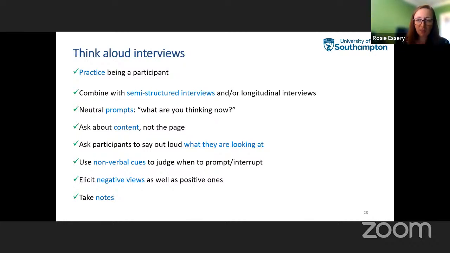So just a few tips from our team's collective experiences of conducting Think Aloud interviews. As I mentioned there, practice being a participant yourself. It really does help you to understand what it is you're asking your participants to do and what it feels like. We also suggest combining your Think Alouds with other forms of qualitative interview or even quantitative survey data, because it can help to increase your understanding of the context in which participants are engaging with your intervention.